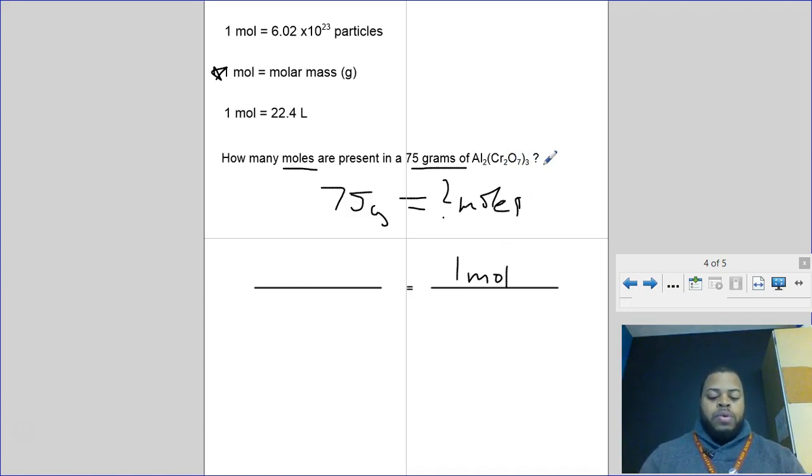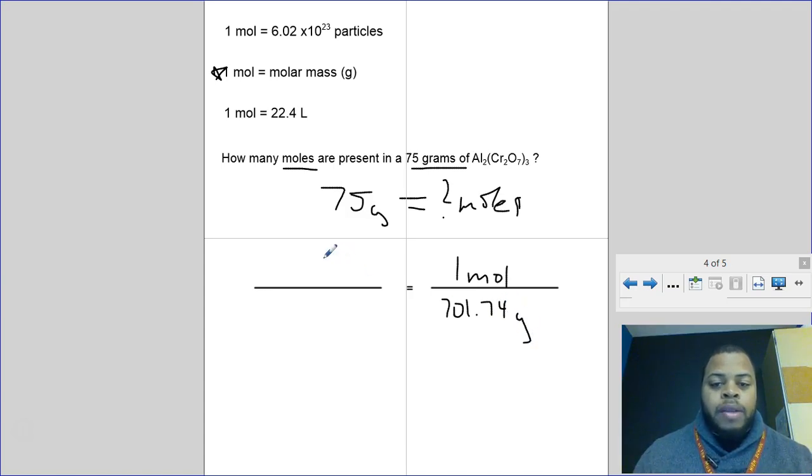So 51.998 times 6, plus I have 21 oxygen, so 21 times 15.99, and I got a total of 701.74 grams. It's a really big number.